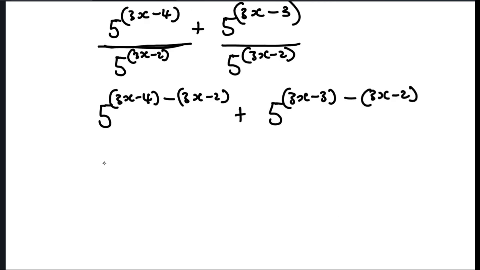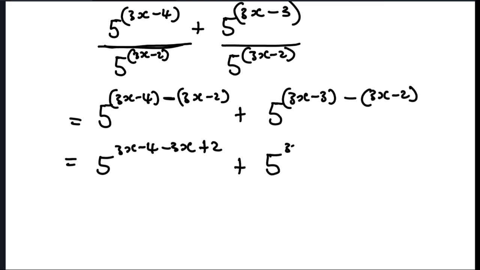Are you with me? So moving on, this is going to be 5 raised to the power of 3x minus 4. This minus will be used to multiply everything I have in the bracket. Minus times 3x is minus 3x. Then minus times minus 2 is plus 2. Then plus 5 raised to the power of 3x minus 3. Again, we'll have minus here. This minus will be used to multiply everything in this bracket. Minus times 3x is minus 3x, and minus times minus 2 is plus 2.